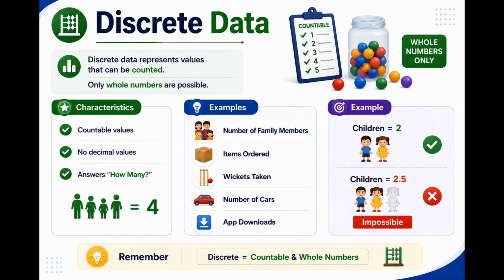For example, the number of family members, items ordered, wickets taken, number of cars, or app downloads. Think about it, you can have 2 children, but you can't have 2.5 children. That's why discrete data is always countable and consists of whole numbers only. A simple trick to remember is, discrete means countable and whole numbers.